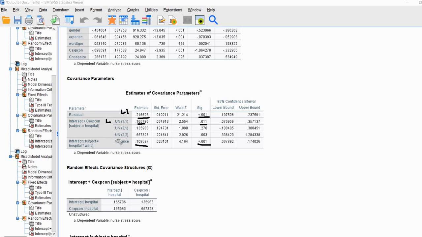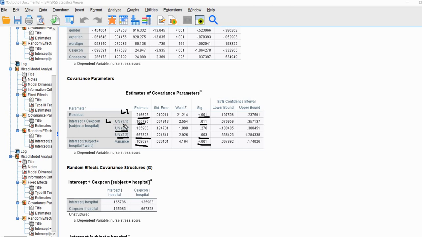Then we've got our slope variance estimate, and you can see that we have statistical significance. That's telling us that the relationship between the experimental control variable and stress at the ward level is varying across the hospitals. So given that, we're probably going to want to model possible predictors of that random variation in the slopes.